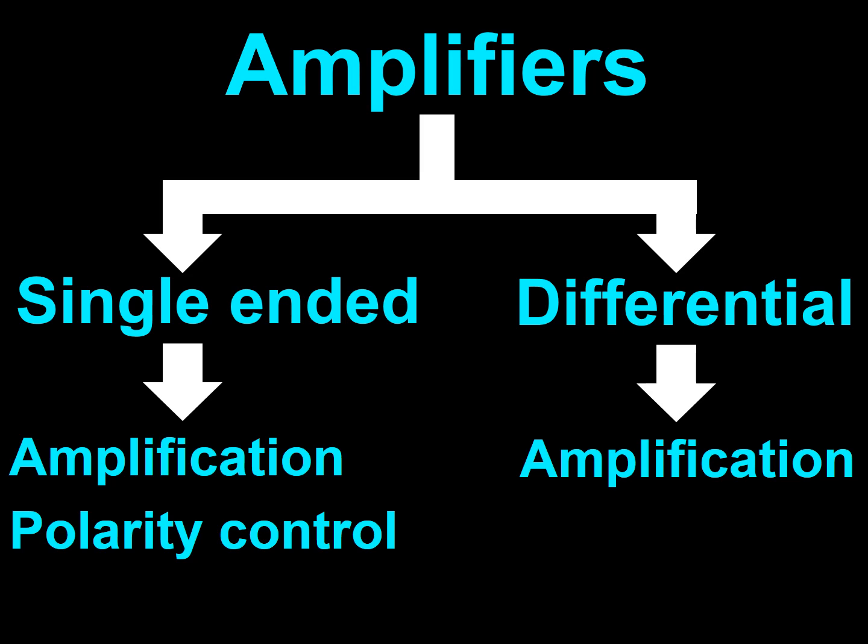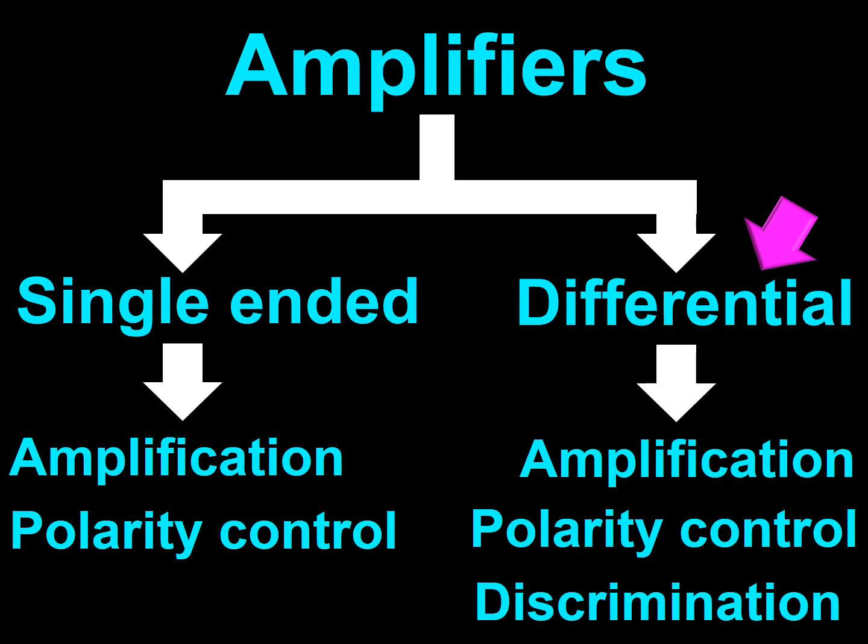Differential amplifiers, in addition to amplification and polarity control, have a third function that is called discrimination. Discrimination is accomplished by rejecting common activity. In EEG lingo, we refer to this function as common mode rejection.